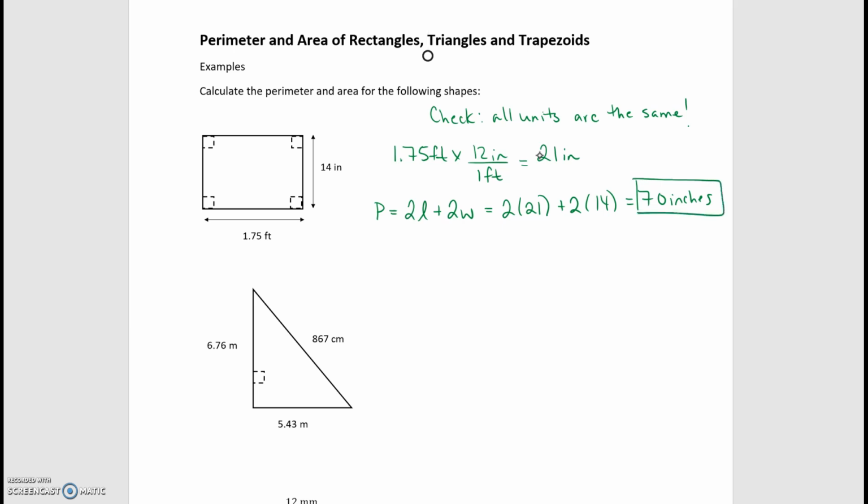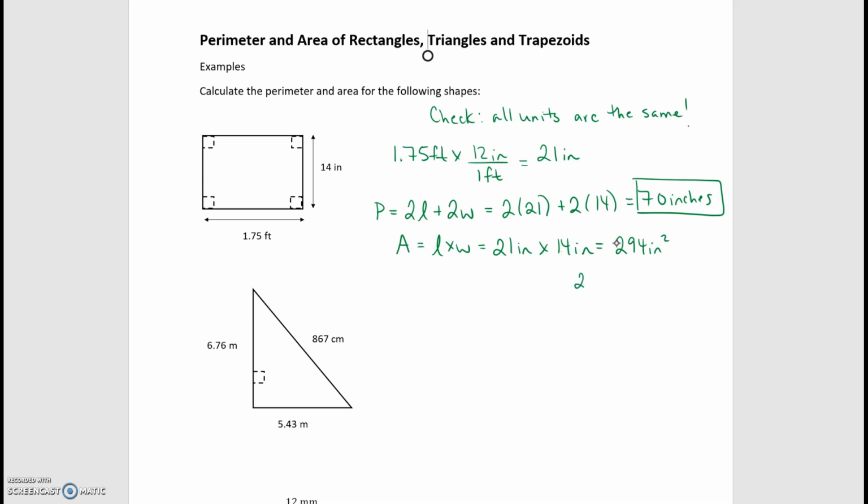We'll also calculate the area, and we can work with the formula, which is length times width. So that's 21 inches times 14 inches. Be careful of your final units. That's 294 inches squared. Let's say the question asked us to give an answer in feet squared.